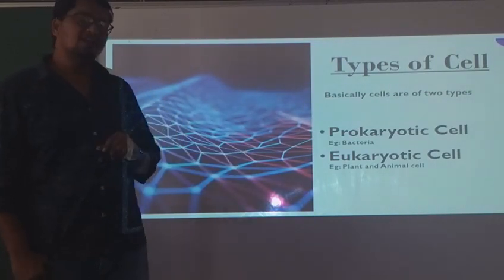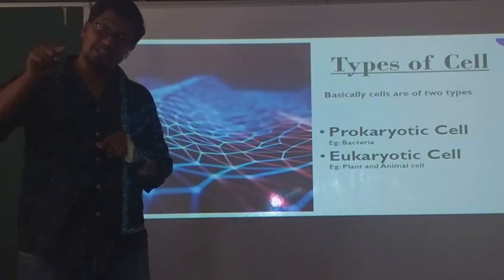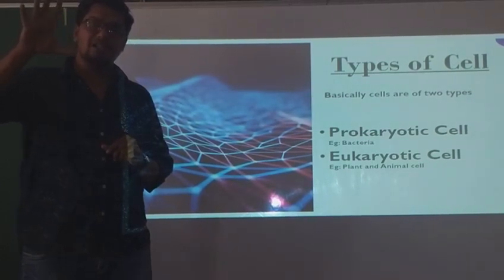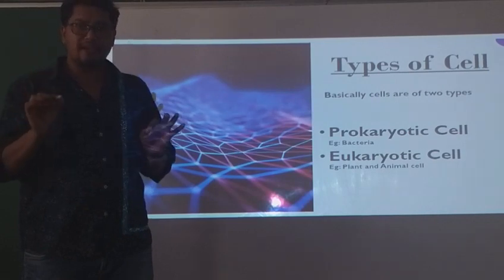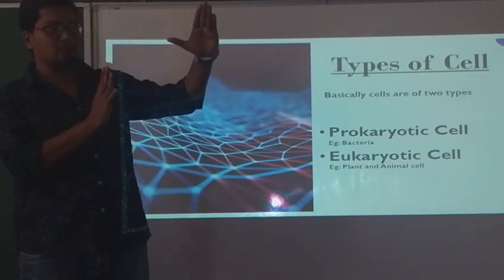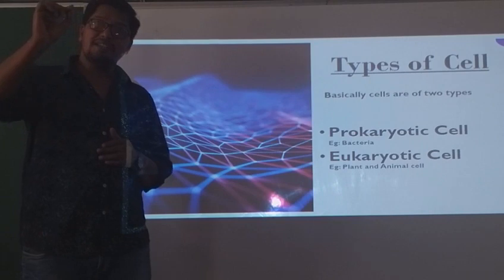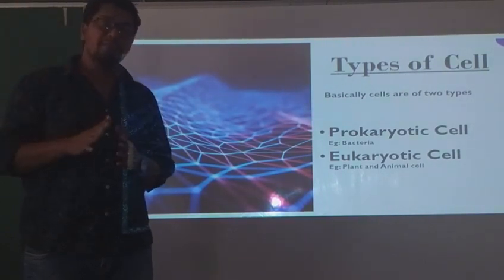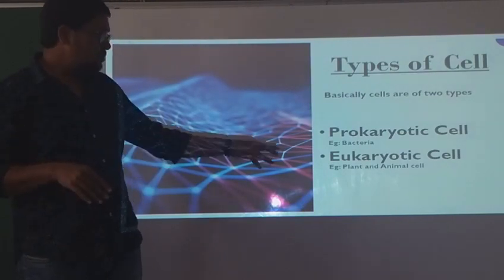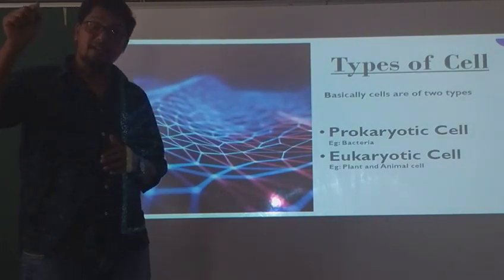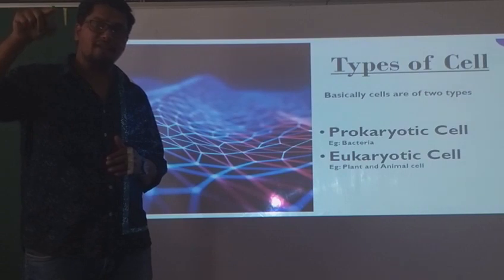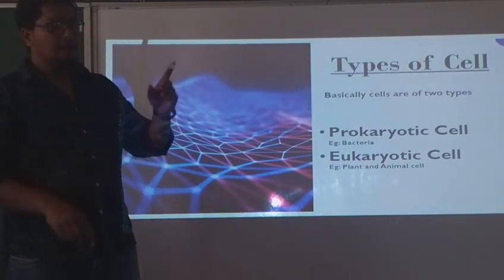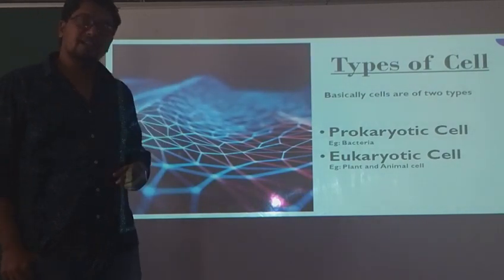In a eukaryotic cell, what happens? The nuclear material, that is DNA, is surrounded by a distinct membrane called the nuclear membrane. So when you are taking the view of a prokaryotic cell, you cannot see an organelle called the nucleus. What is the reason? Because the nuclear membrane is absent. In a eukaryotic cell, the nuclear material is surrounded by the nuclear membrane.